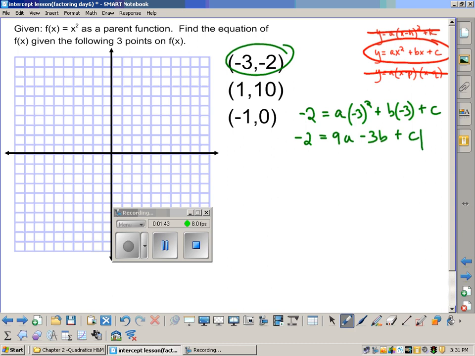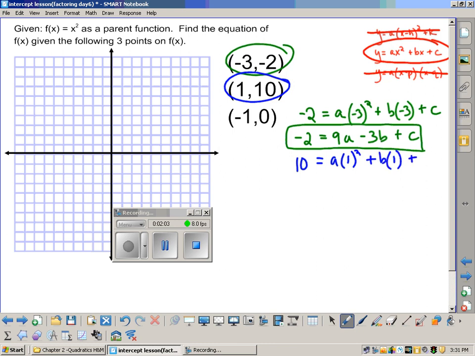Alright, so that is my first equation here. Alright, my second equation. I'm going to set 10 equals, so I'm using this point now. 10 equals a times 1 squared plus b times 1 plus c. So I'm going to get 10 equals a plus b plus c. Alright, so that is my second equation.